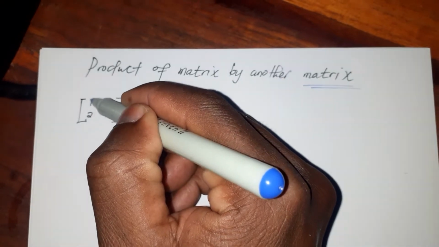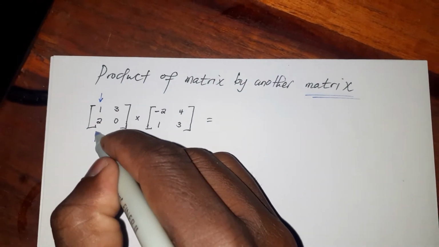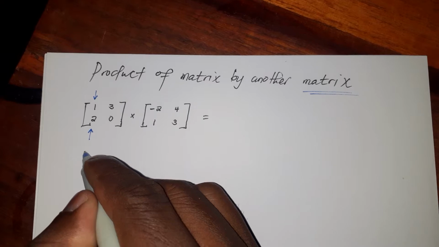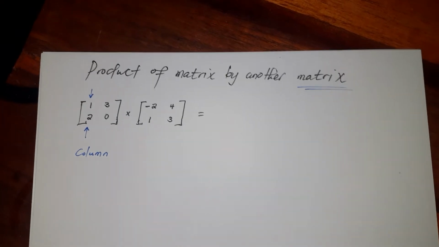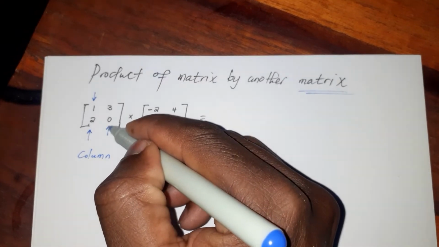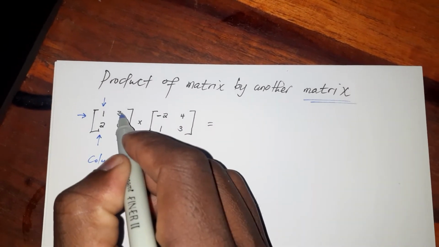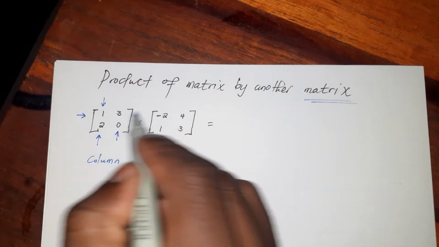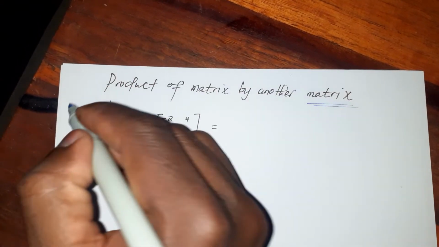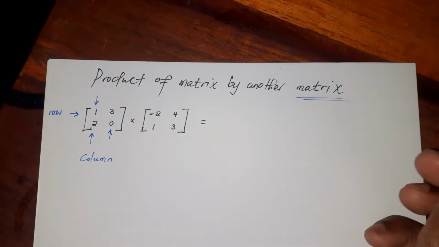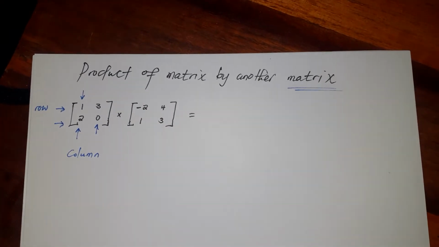this vertical line in which the numbers are written, this 1 and 2, that is called a column. That's a column. It's also applied to this, also a column. While 1, 3, 2, 4, the horizontal lines, they are called rows. The horizontal lines are called rows.